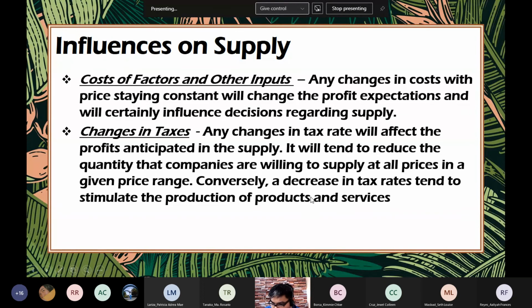Conversely, a decrease in tax rates tend to stimulate the production of products and services. Pero bihira mangyari na bumaba yung tax. Usually, tumataas po yung tax natin.